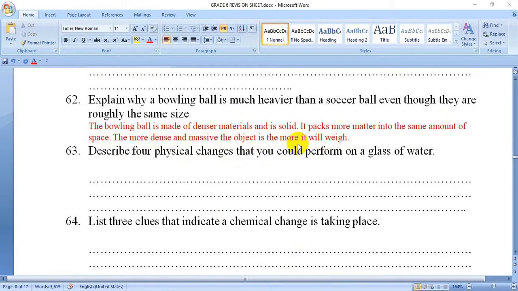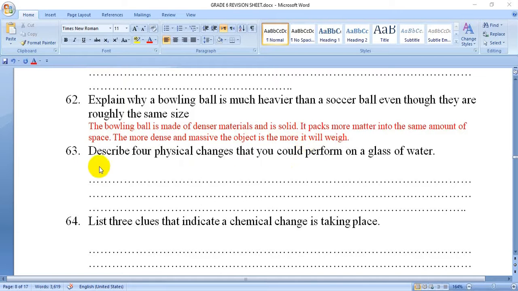You can write that the bowling ball has more matter inside and denser matter inside, but the soccer ball has less matter inside, it has air, and the air has low density. And that's why the bowling ball is heavier than the soccer ball, because it has more mass.